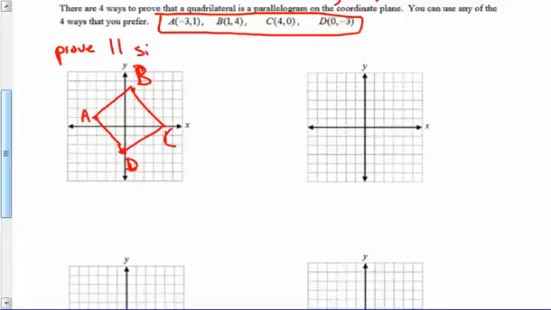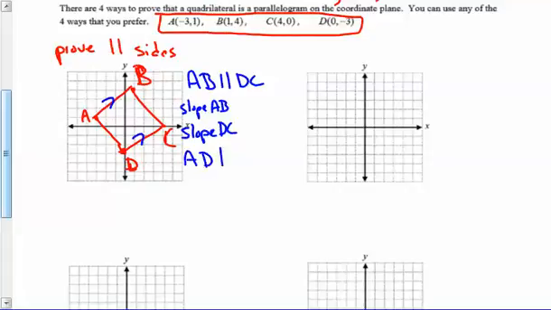parallel sides. So if you want to prove parallel sides, you need to prove to me that this is parallel to this. Prove AB is parallel to DC, right? So find the slope of AB. Find the slope of DC. Once that works out, you should then find AD parallel to BC. So again, you're finding the slope of AD, you're finding the slope of BC.